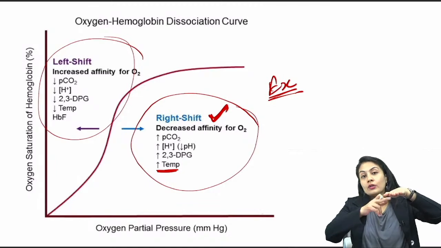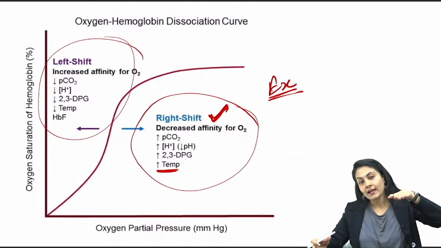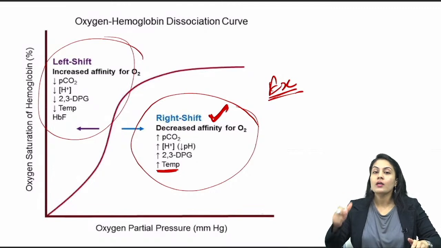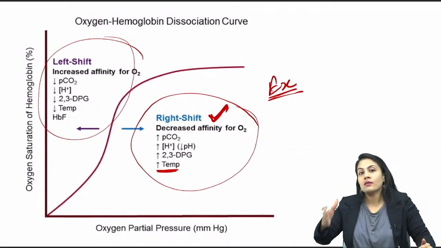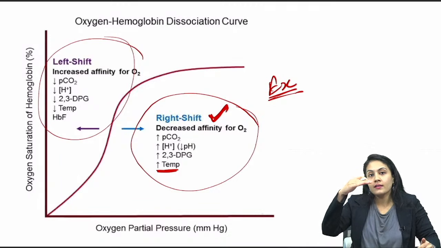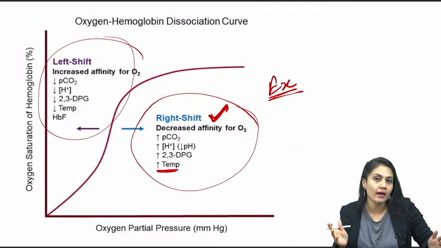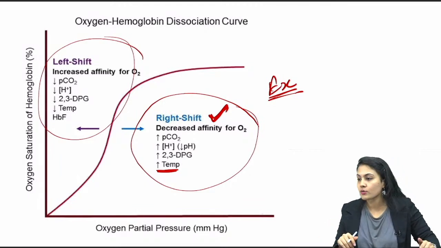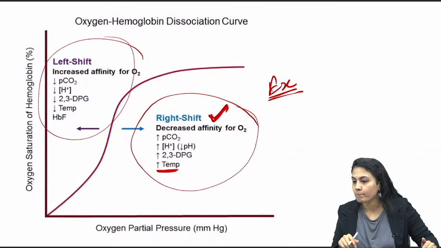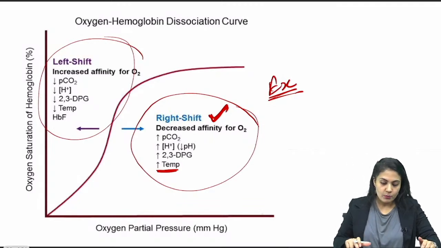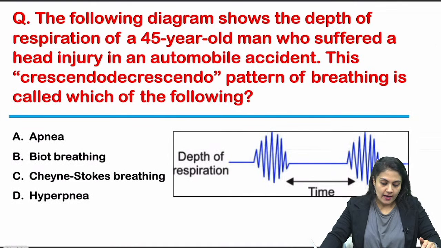So that's why it is going to simultaneously produce the lactic acid and 2,3-BPG, which will shift the graph towards the right. Because of the lactic acid, the pH will be low, right? All these things are going to occur during the exercise. In exercise physiology, they can ask about the oxygen dissociation curve, isn't it? Okay, let's move on to the next question, guys.